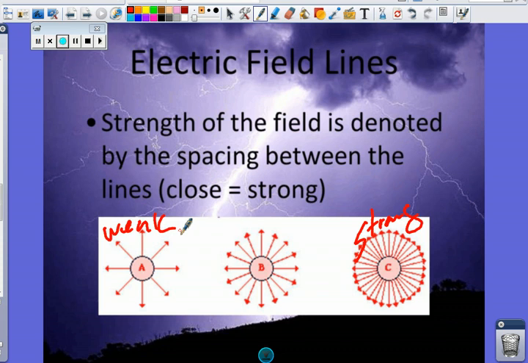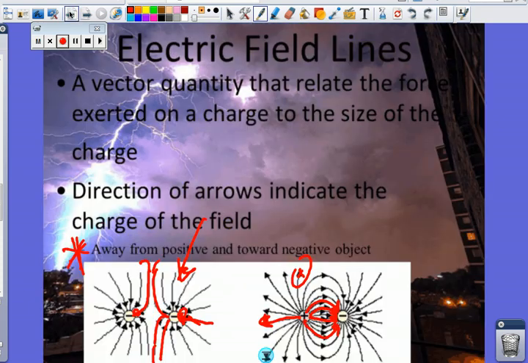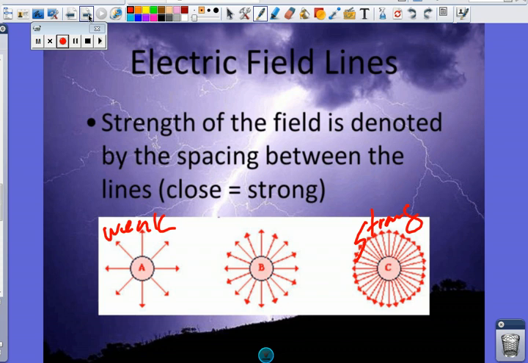Here's a question for you. The way these are drawn, are these positive charges or negative charges? Which way are the arrows going? The arrows are going away. If the arrows are going away, are you positive or are you negative? Away from positive. So these would all be positively charged, wouldn't they?